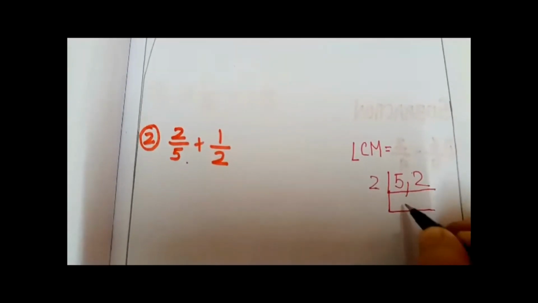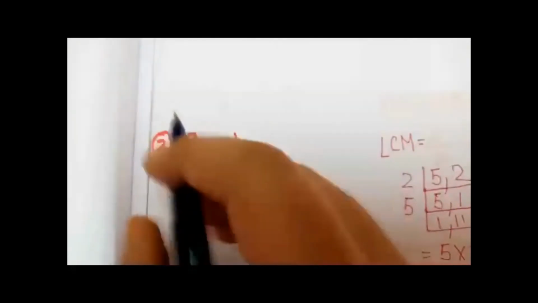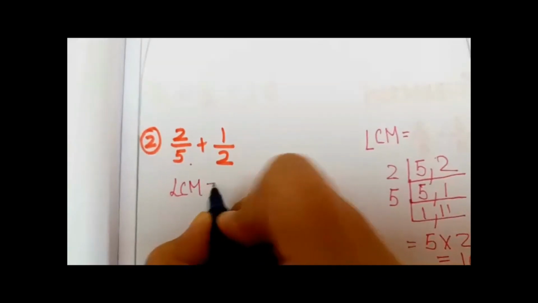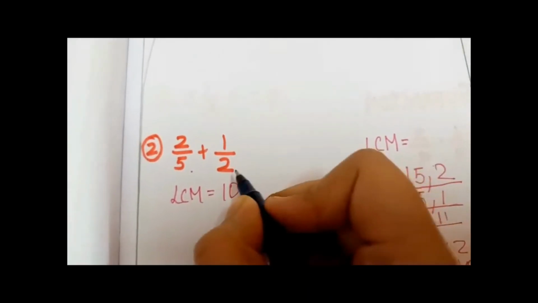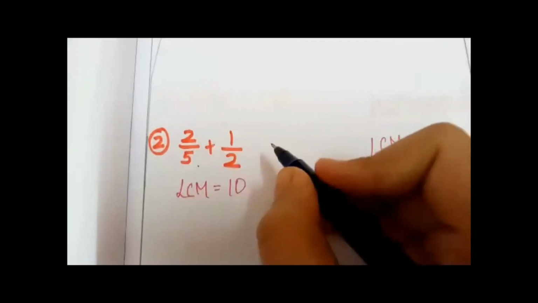There's nothing common here. So we'll take 2 here first. 5 cannot be divided by 2, so it will be written as 5 and 1. Here 5, 1 and 1. So the LCM is 5 into 2, which is equal to 10. So the common multiple of 5 and 2 is 10. Now let's see how to solve a sum. So here first we'll be writing LCM is equal to 10. Now we have to convert the denominator of both these fractions to 10. So it becomes like fractions and we solve it.